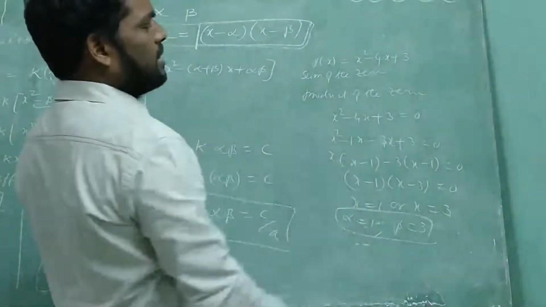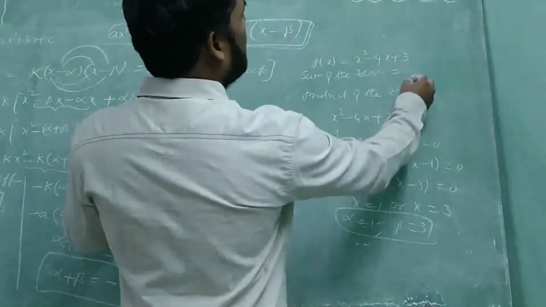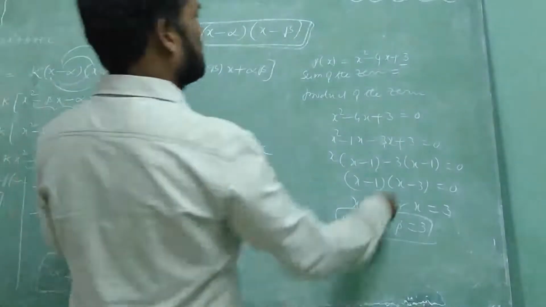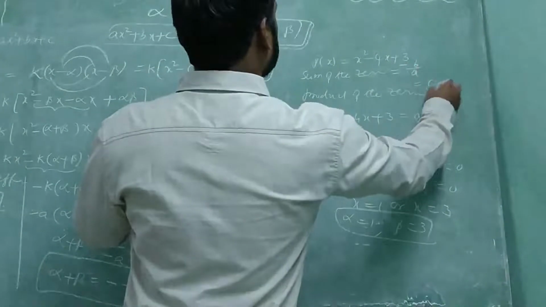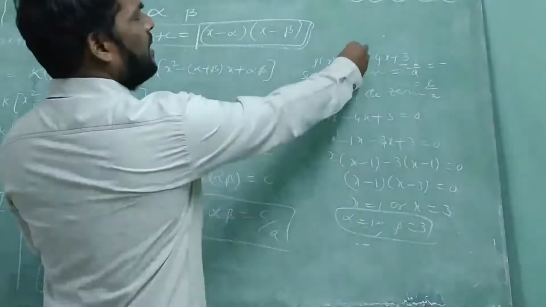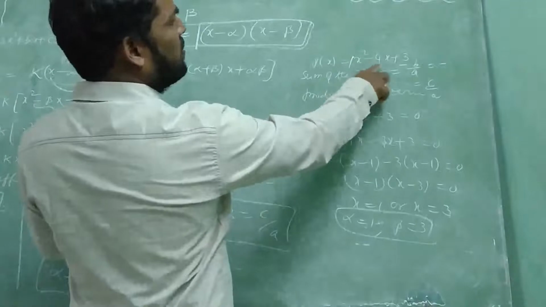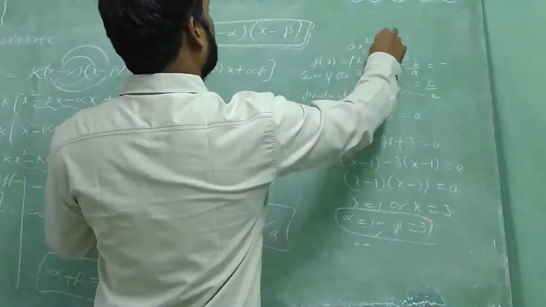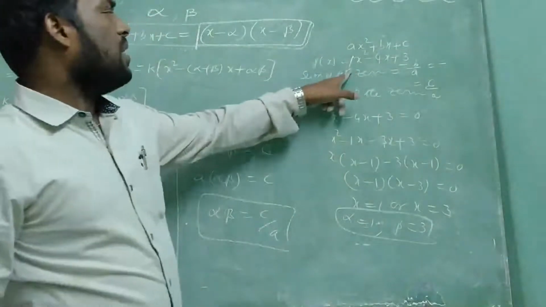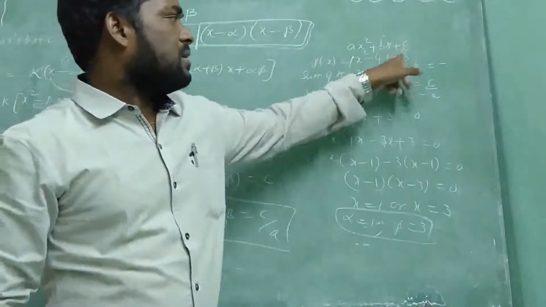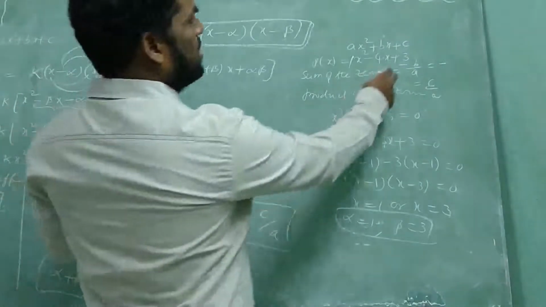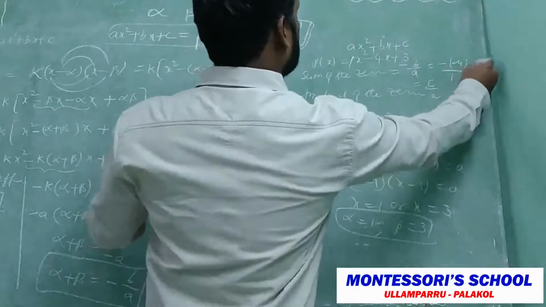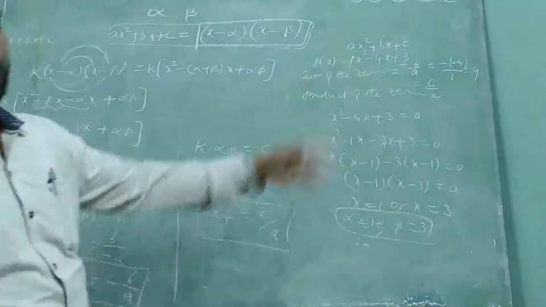So this is a long process. The simplest process is sum of the zeros is minus b by a and product of the zeros is c by a. So minus b by a. What is a value? 1, b value minus 4 and c value 3. Compare this polynomial with ax square plus bx plus c. So a is equal to 1, b is equal to minus 4 and c is equal to 3. So replace this way, b value minus 4, minus of minus 4 by 1. So 4. 1 plus 3, that is equal to 4.